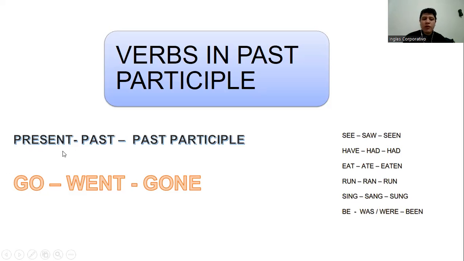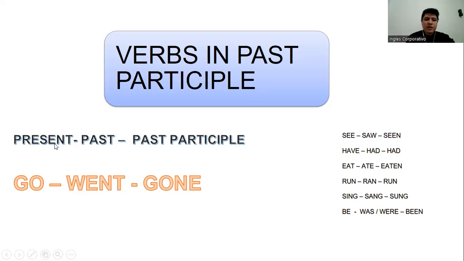What is the past of go? It is went, right? So what is the past participle of go? The past participle of go is gone. This is irregular, right, guys? This is what I want to show you. There are three times: present, past, and past participle, according to the verbs.